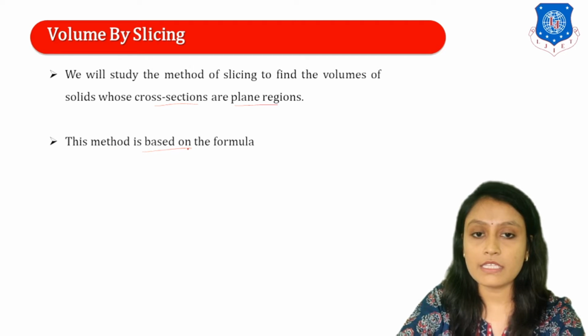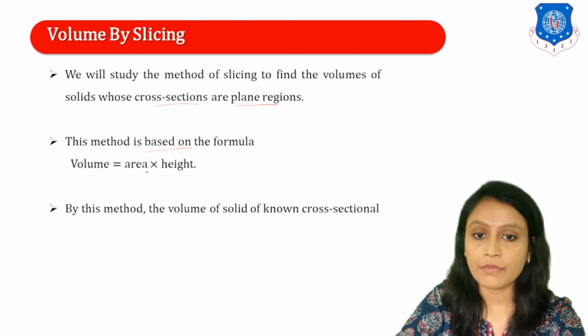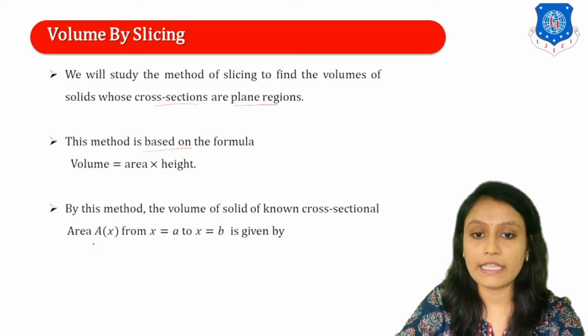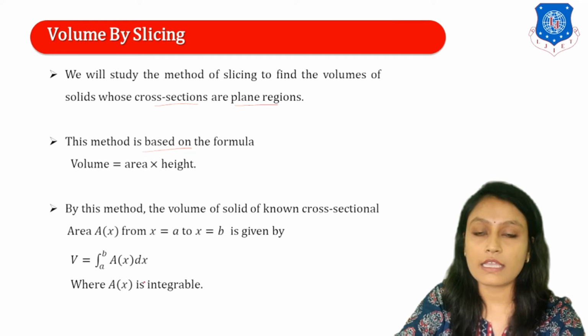This method is based on the formula volume equals area into height. By this method, the volume of a solid of known cross-sectional area A of x from x equals a to x equals b is given by V equals integration a to b A of x dx, where A of x is integrable. Okay, so this is the formula to find the volume of a solid of known cross-sectional area A of x from x equals a to x equals b.